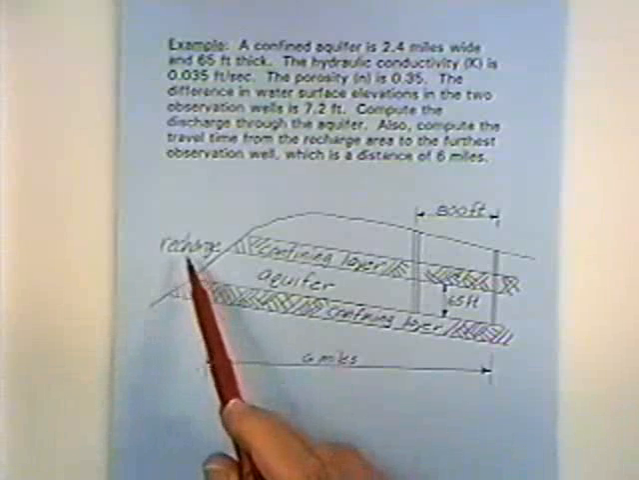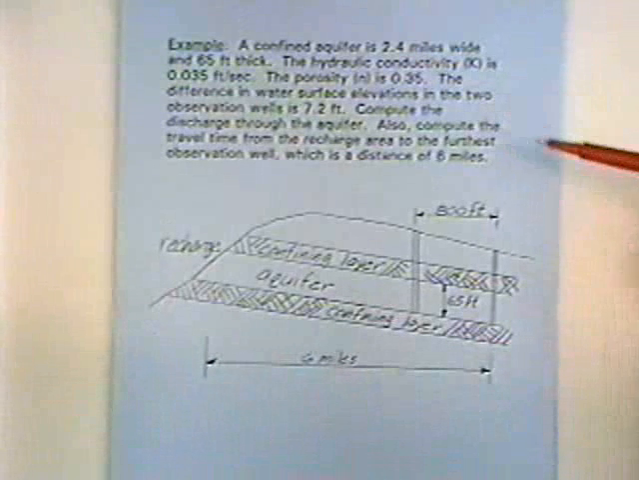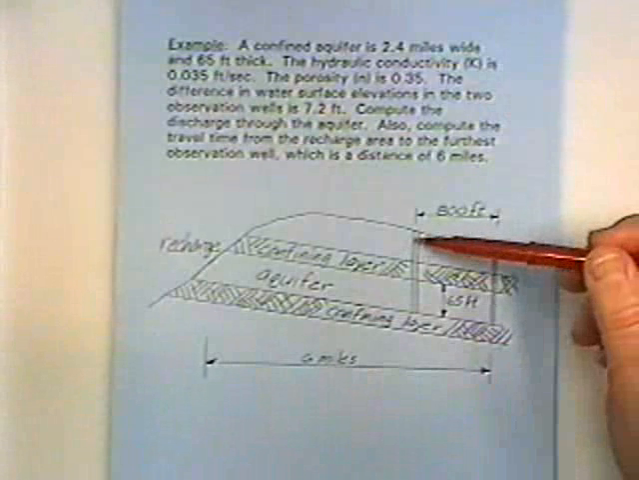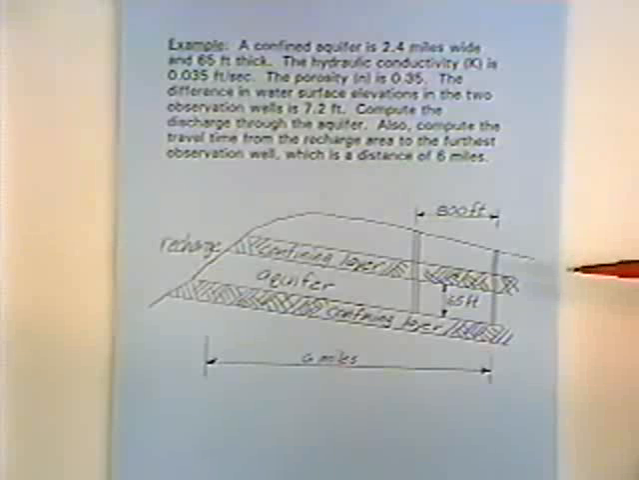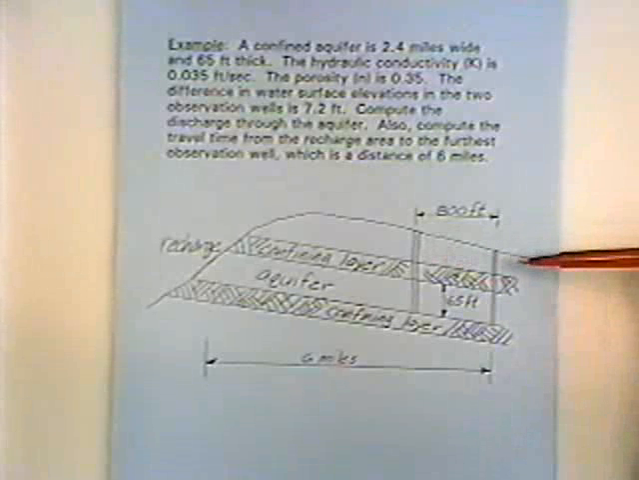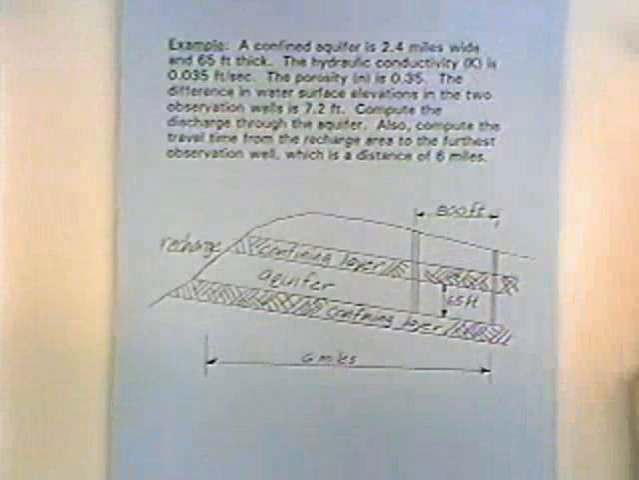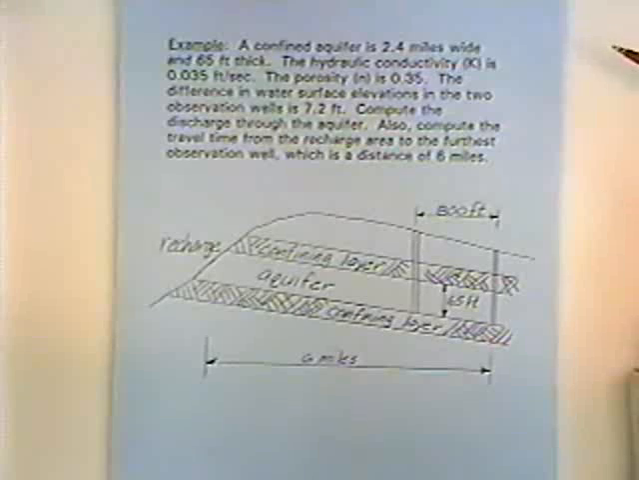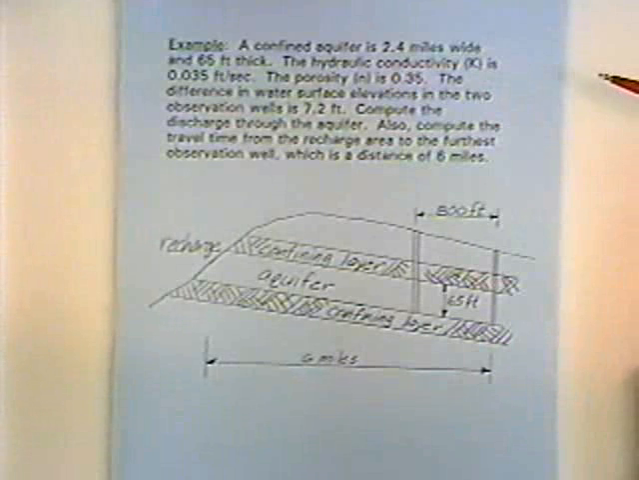And it's flowing from a recharge zone toward these wells. The difference in the water surface elevation in the two wells is 7.2 feet. So we measure the water surface, the difference is 7.2 feet, and we also know the horizontal distance between the wells, so that gives us the hydraulic gradient. We want to compute the discharge through the aquifer, and we're given the hydraulic conductivity in this problem. The K is 0.035 feet per second using that particular set of units. And of course that's cubic feet per second per square foot of area.